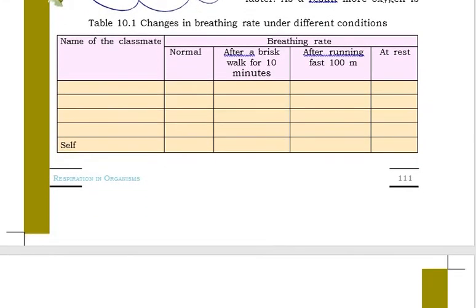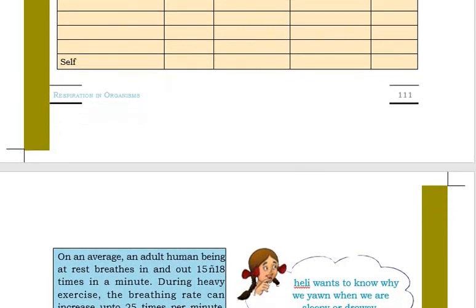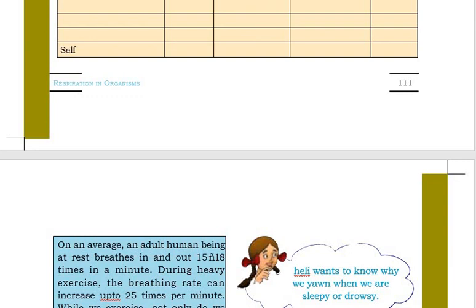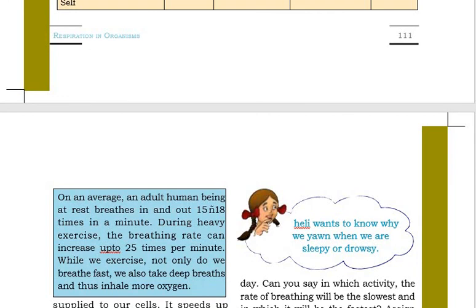Now, the next part of the chapter. On an average, an adult human being at rest breathes in and out 15 to 18 times in a minute. Just now I told you, the normal breathing rate is 15 to 18 times in a minute. During heavy exercise, the breathing rate can increase up to 25 times per minute. Sometimes 22, sometimes 23. That depends upon the speed.